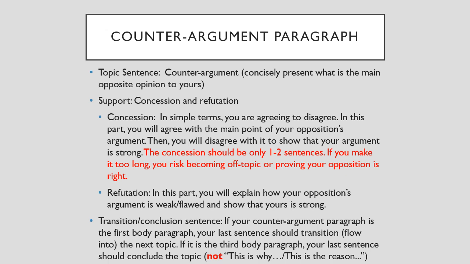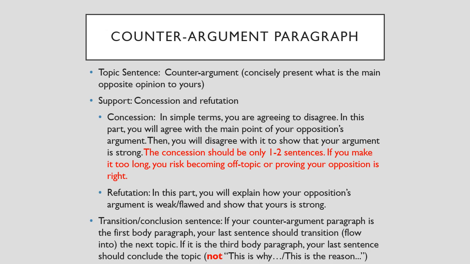Okay? Your concession should be short, sweet, and to the point. If it can be one sentence, beautiful. If you need to make it 2 sentences, okay, no problem. But if you make it too long, you risk becoming off topic. And by becoming off topic, you may instead prove your opposition to be right. You don't want to say too much about the counter argument because it might start looking good to your opposition, or to your readers, I should say. It might start, yeah, oh, I can see that person's point better than the writer. You don't want to do that, right? So make it short, sweet, and simple. Okay? Agree and then quickly disagree.